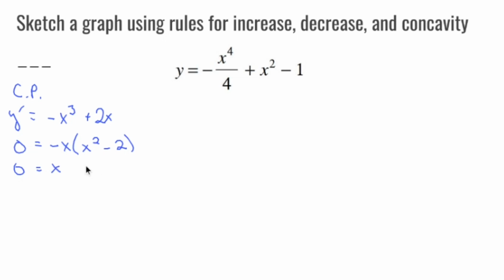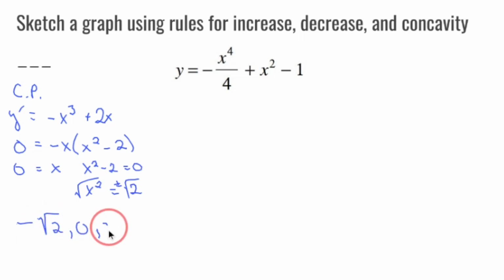Sorry if I jumped ahead too fast. x squared minus 2 equals 0. Add 2 gives you x squared equals 2. Square root both sides. Don't forget to attach a plus or a negative over here. And so my critical points are going to be negative square root of 2, 0, and the square root of 2.